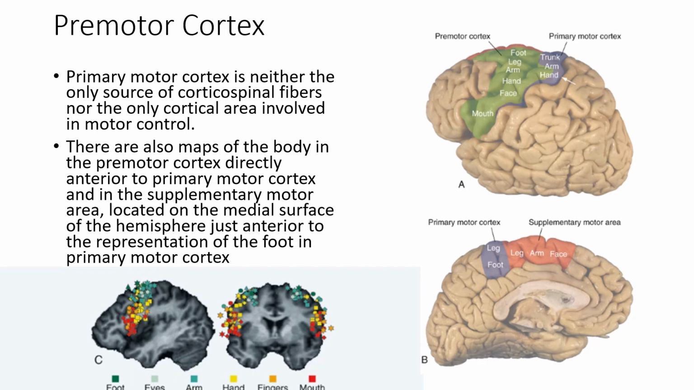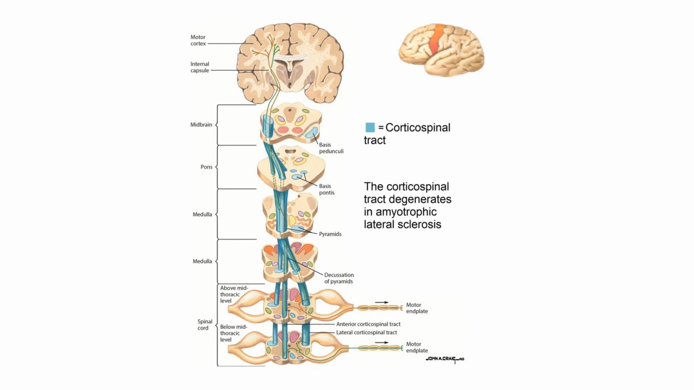So our primary motor cortex is neither the only source of the corticospinal fibers nor the only cortical area involved in motor control. There are also maps of the body in the premotor cortex directly anterior to primary motor cortex and in the supplementary motor area, located on the medial surface of the hemisphere just anterior to the representation of the foot in the primary motor cortex, so medial area. Nice picture here for you to kind of go through. You can pause and go through that.